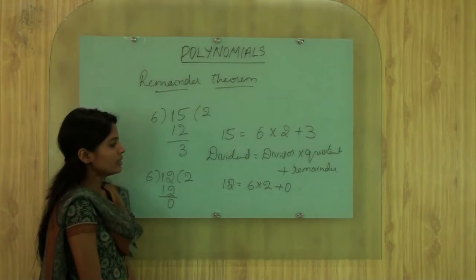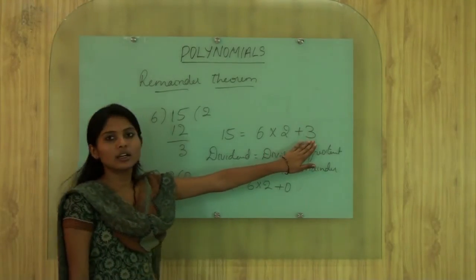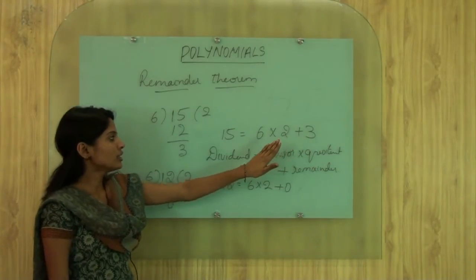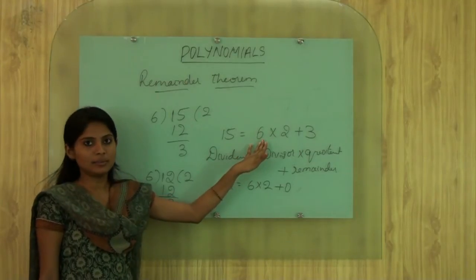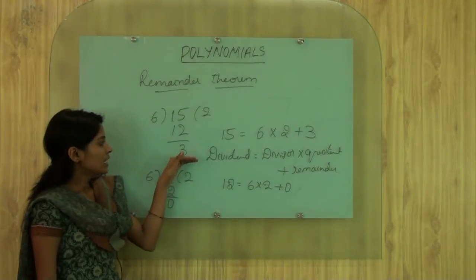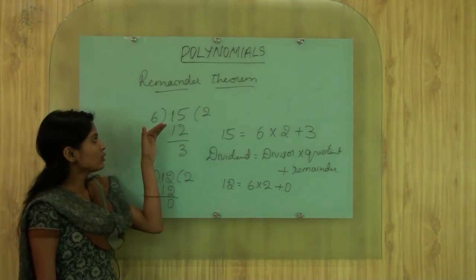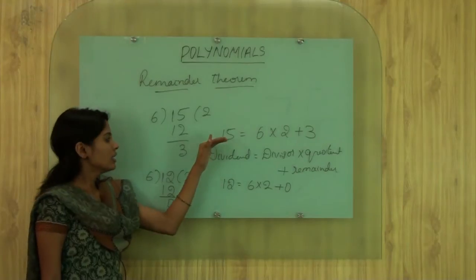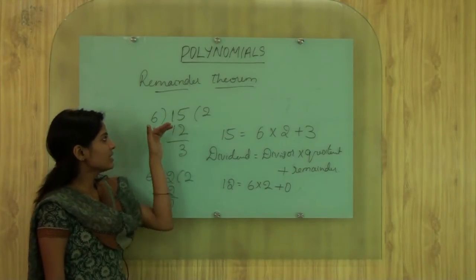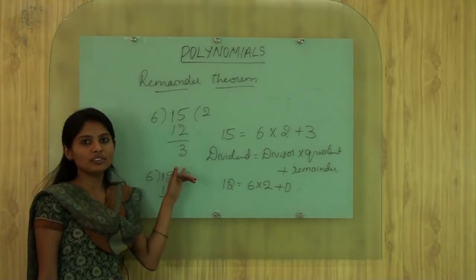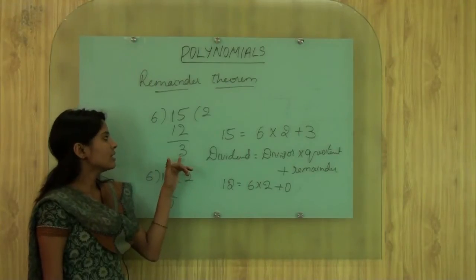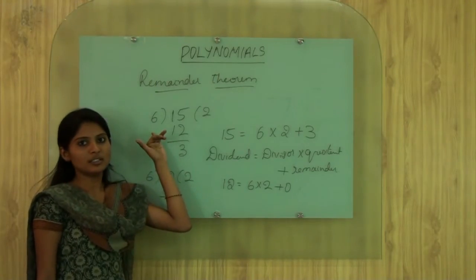Here we can notice that the remainder value is less than the divisor. Only then will we stop the division. If the value is greater than the divisor, then we could have divided it further. But the remainder is less than the divisor, so we stop the division. Always the value of the remainder is less than the value of the divisor.